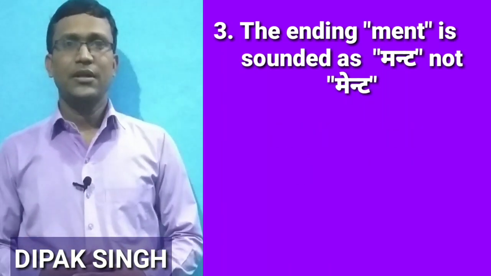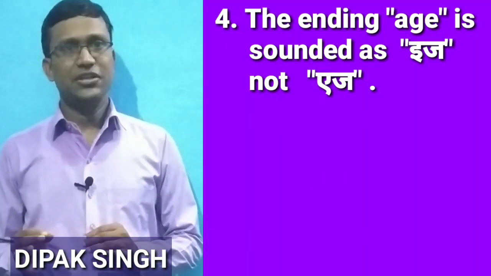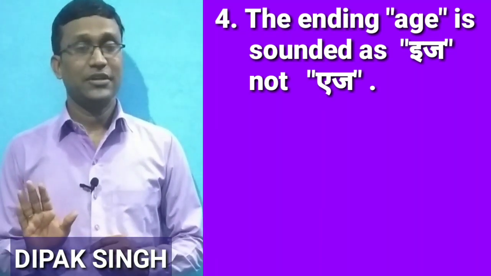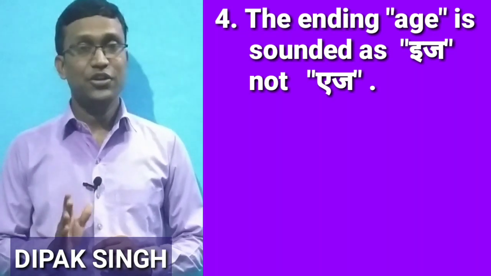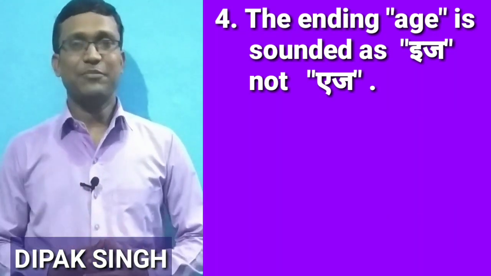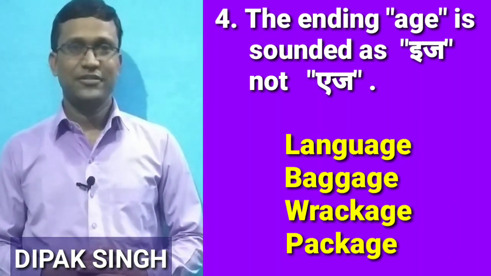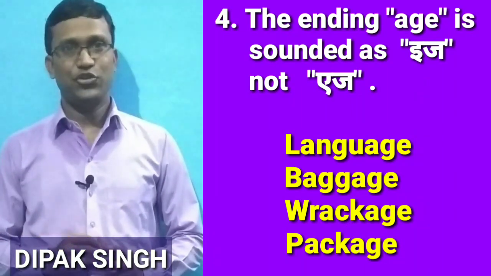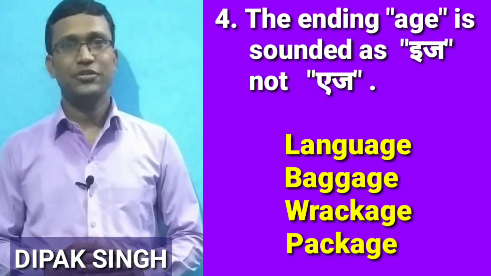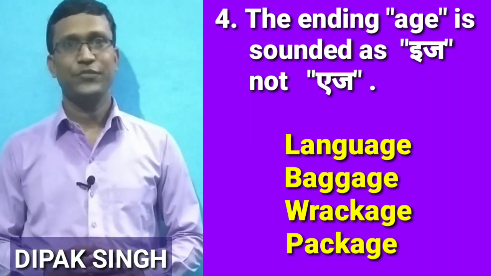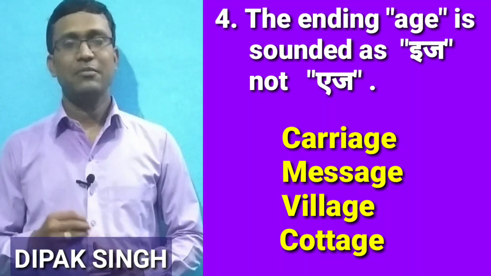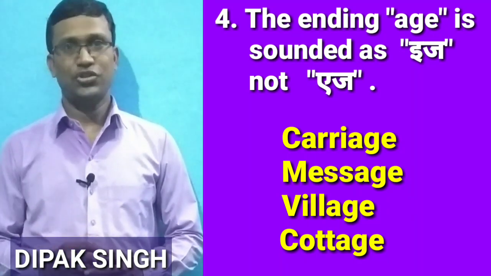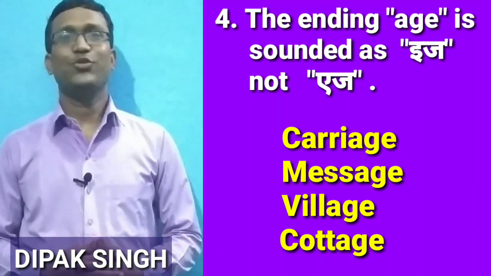Next rule is the ending AGE is sounded as ij, not edge. For example, language, not language. Language, baggage, wreckage, package, carriage, message, village, cottage, and so on.